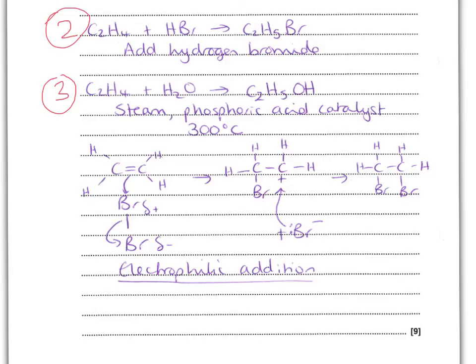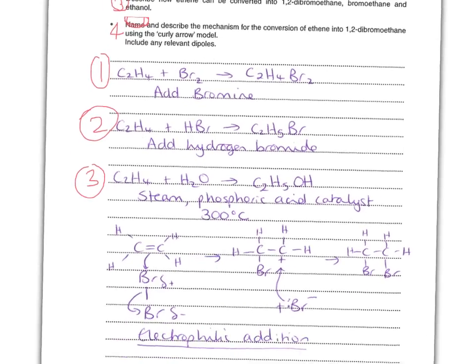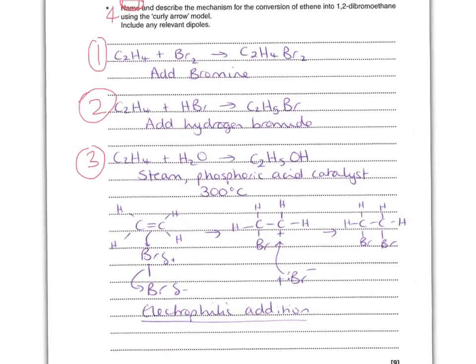1,2-dibromoethane. So that should add up to 9 marks. 4 for the mechanism, 1 for the name of the mechanism makes 5. And then the 4 marks that we had earlier for the first part of the question. And that's it for question 1.